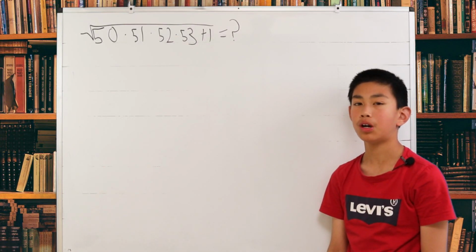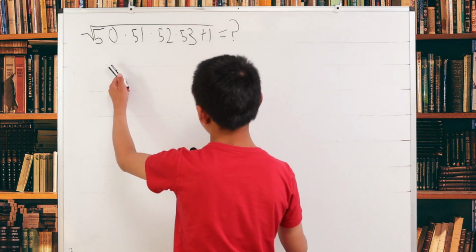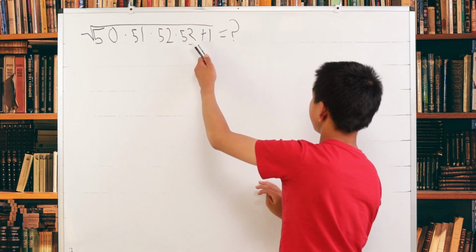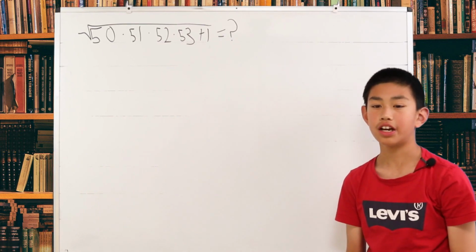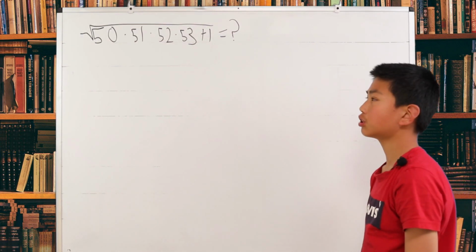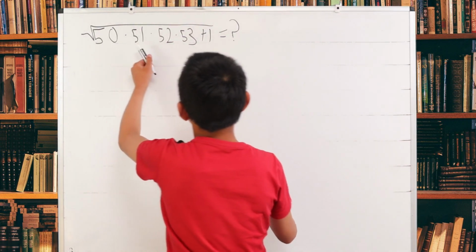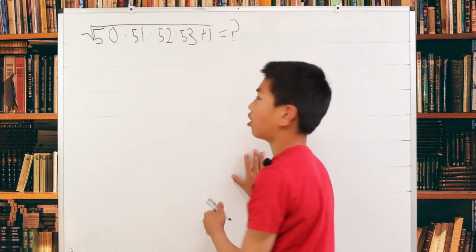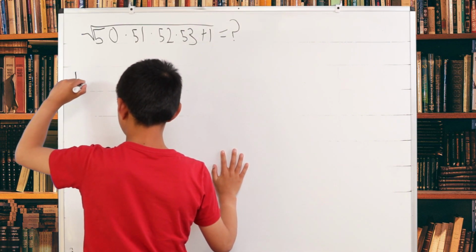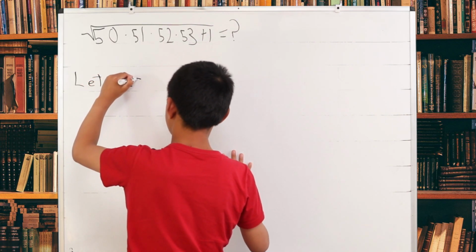Today we have another problem where we want to find what the square root of 50 times 51 times 52 times 53 plus 1 is. Now, the key to this problem is not one, but two substitutions. The first one being we see all of the terms being multiplied are at least 50, so that's going to be our first substitution. We let a random letter, let's say A, be equal to 50.